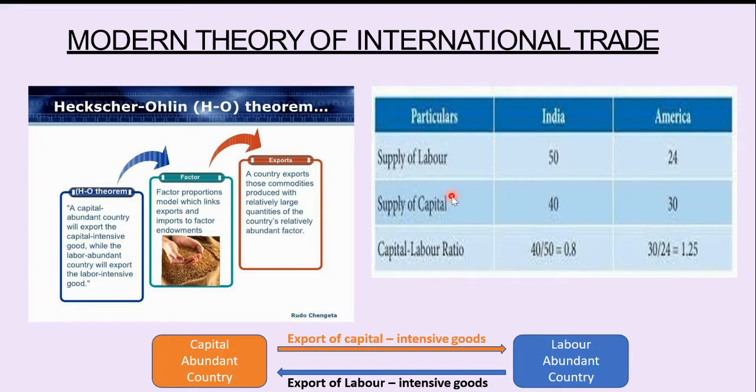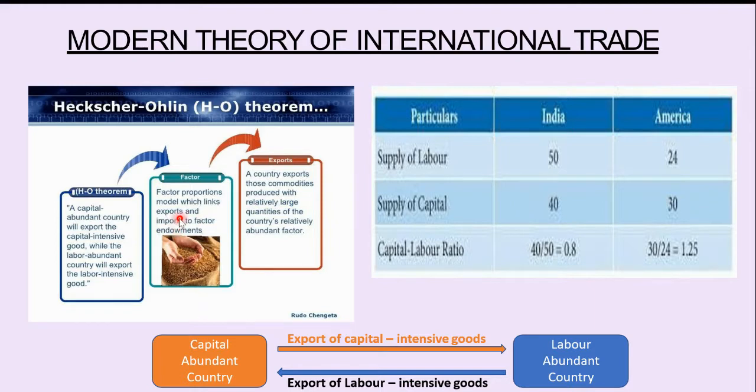In the classical theory, we had only one factor. Here we have two factors. Countries differ in factor endowments. So another assumption is that there is a difference in factor endowments. Countries use the same production technology. Countries also have identical demand conditions, and there is perfect competition in both the product market and the factor market in both countries. These are the assumptions of the Heckscher-Ohlin theorem.